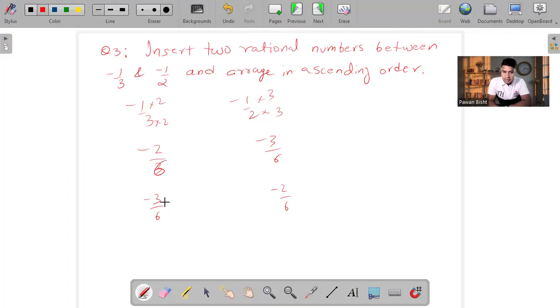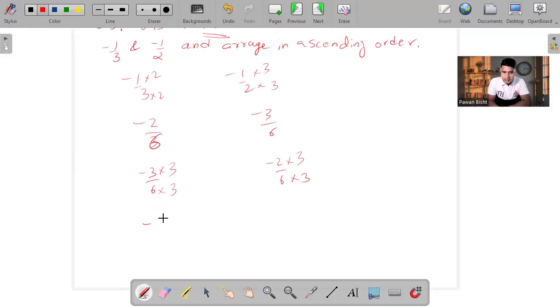Now again you see these numbers are one after another and you have to insert two numbers. So we multiply numerator and denominator by 3. Right? So what am I getting? Minus 9 over 18 and minus 6 over 18. Right. So the numbers which are exactly between these two numbers are minus 8 upon 18 and minus 7 upon 18. Right? Okay.